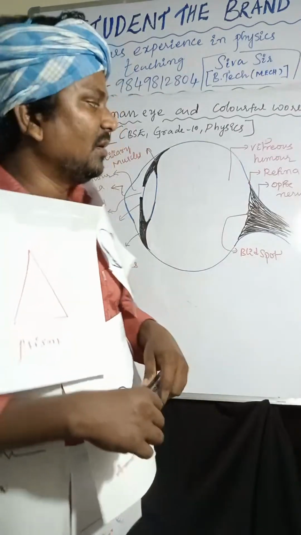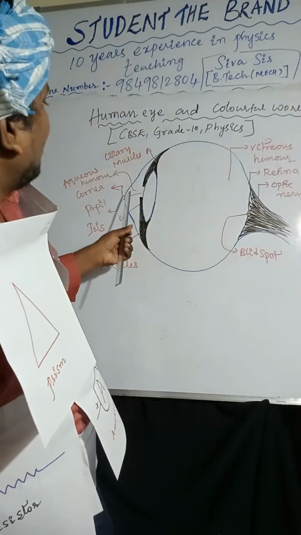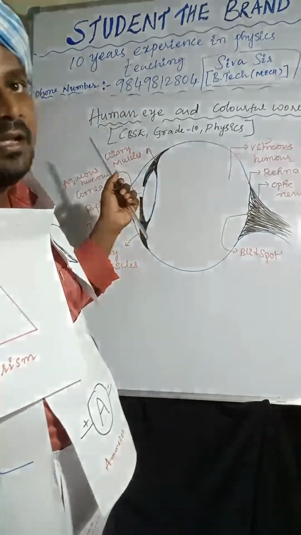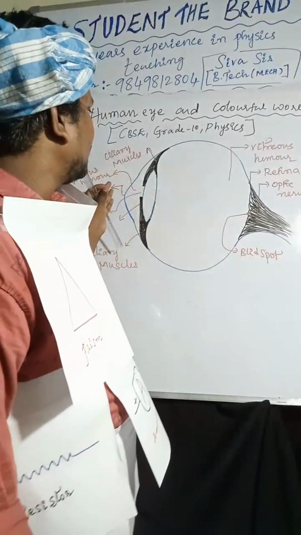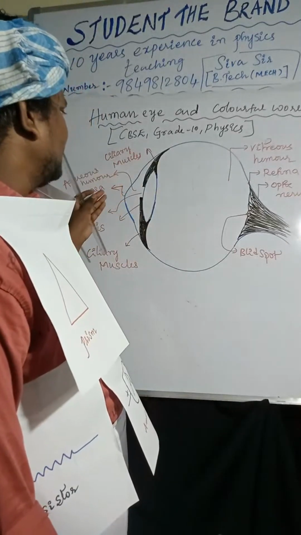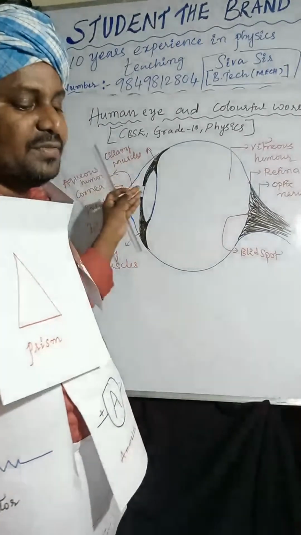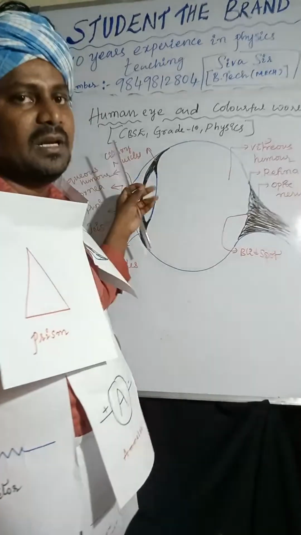So now we'll continue. Here I'm considering the cornea, which is the front protective layer of the eye. Most of the refraction takes place at the cornea. The aqueous humor is a jelly type liquid present between the cornea and the eye lens. It provides sufficient blood and nutrition to the central cornea.